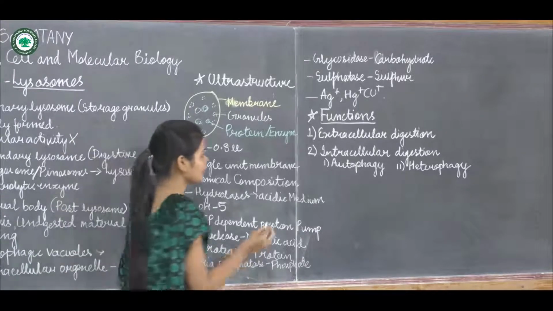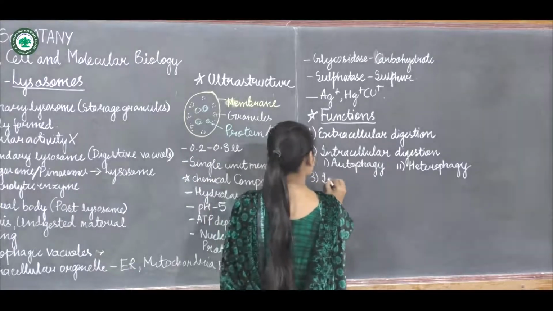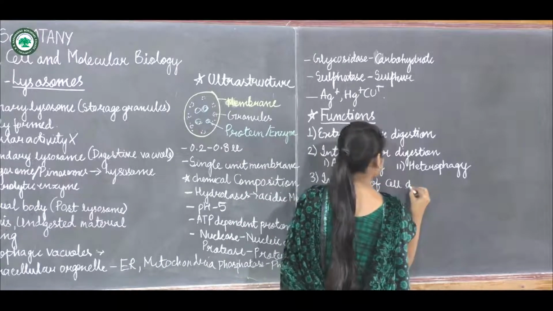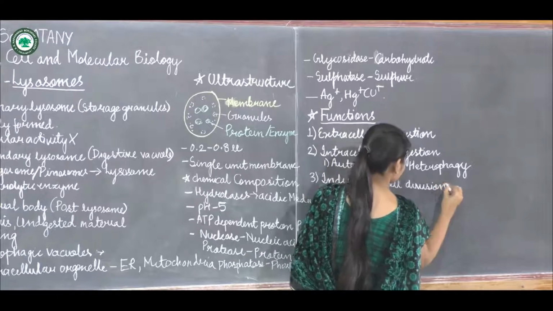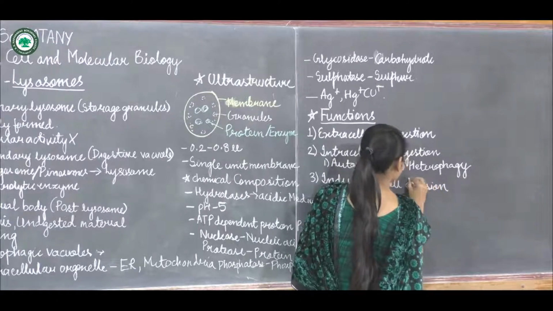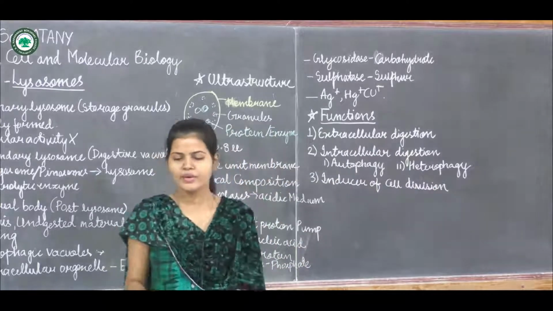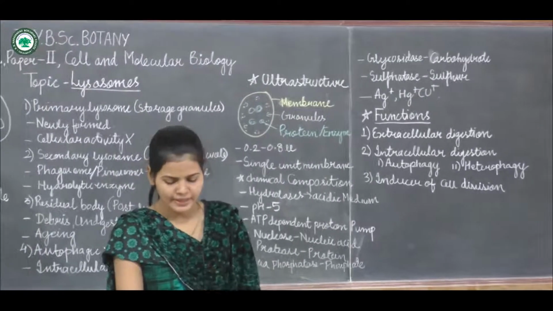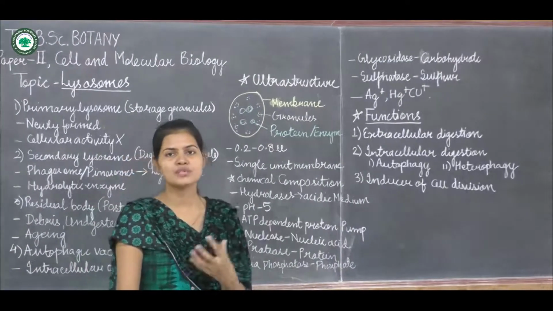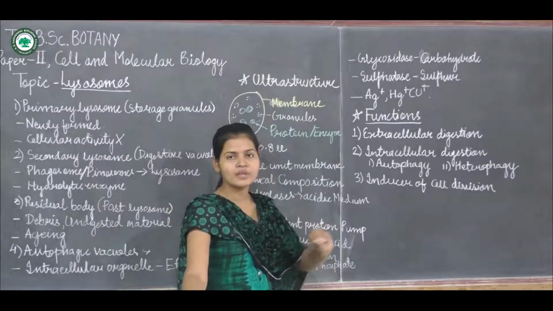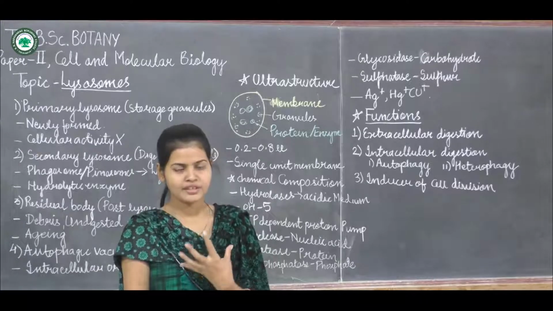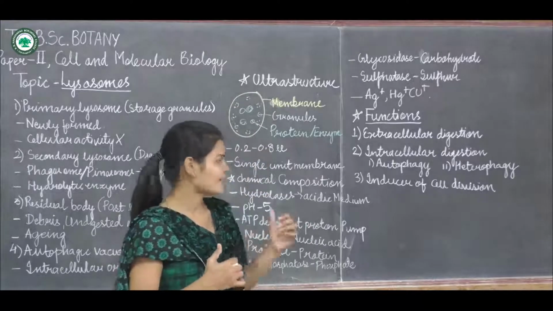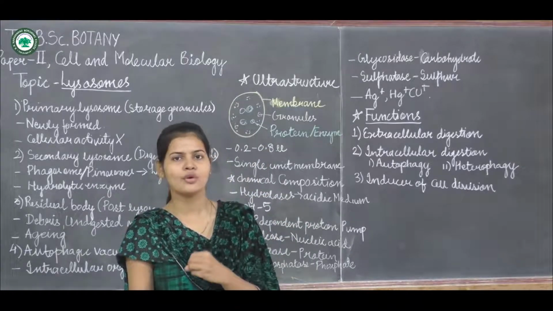Next is the inducer of cell division. This means that when the breakdown of the lysosome in a cell takes place, it will trigger the mitotic division to start. As soon as the lysosome breaks down, it results in the mitotic cell division starting. So lysosomes are called the inducer of cell division.